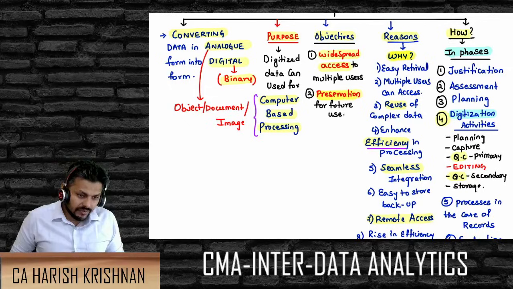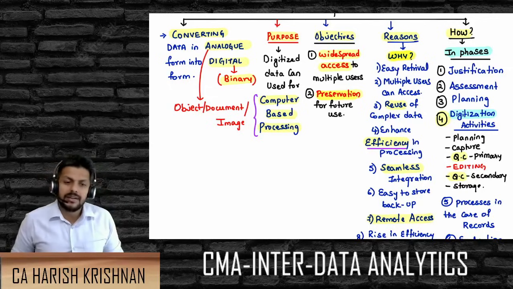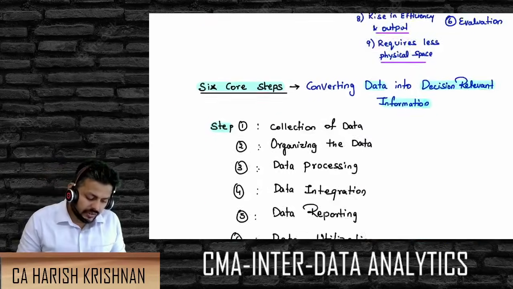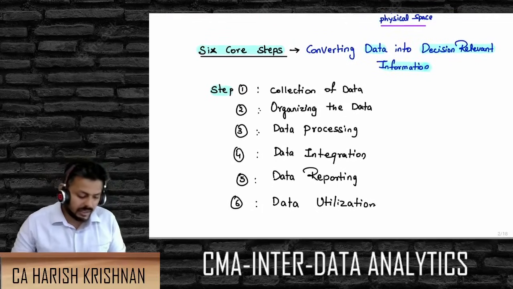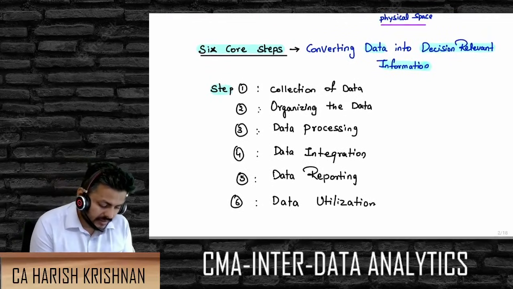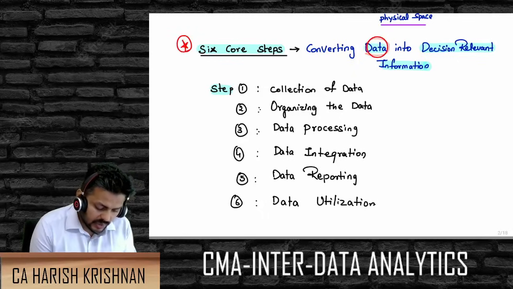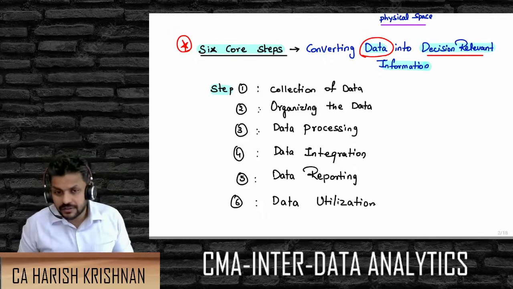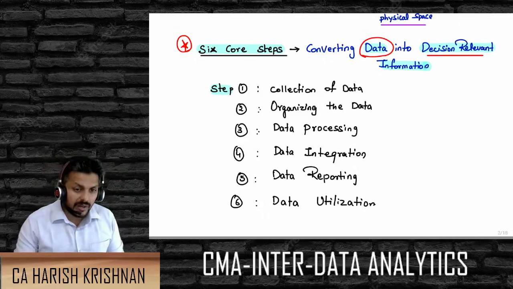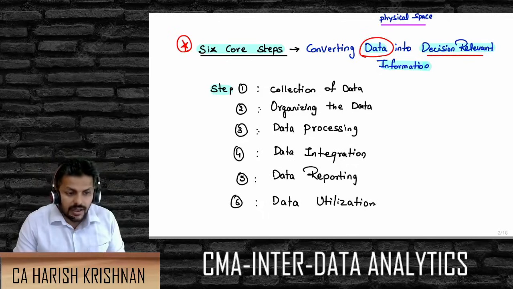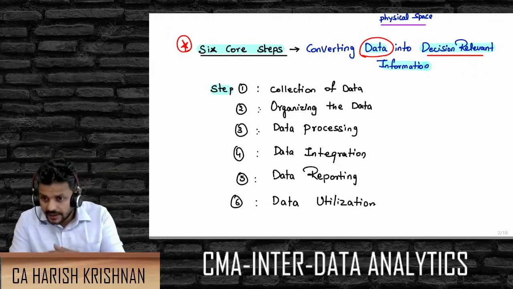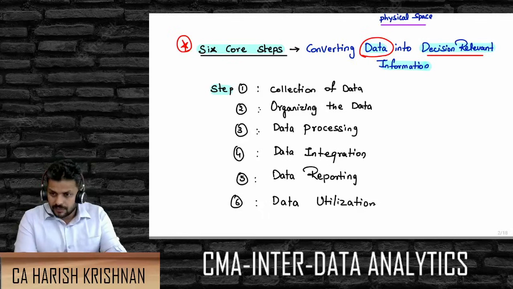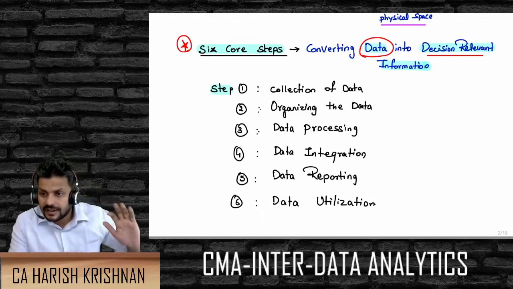Now, one of the very important points, a multiple time asked question in the exam, is this one: the 6 core steps that are involved. Put a star on that question. Converting data into information. Converting what into what? Converting data into decision relevant information. Randomly doing something will not help. You have to convert data in such a way that it can be used. Guys, in the previous part where I discussed digitization, that is an exam question.